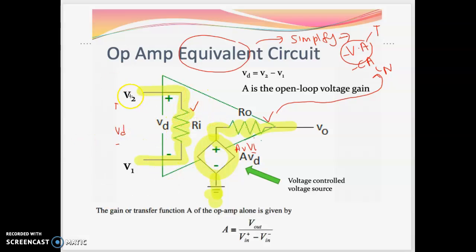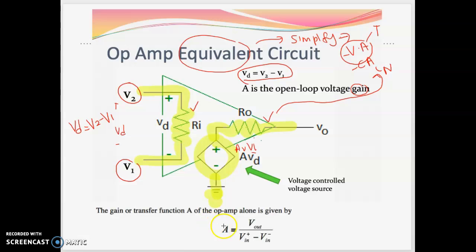But in this case, for the op-amp, you have two inputs, one is V2 and another one is V1. So what you need to do is find the difference between the two voltages. We call this V2 minus V1. Okay, so how are you going to find the gain for this circuit? What is A here? Remember how you relate this to chapter 1. A is the open loop voltage gain.